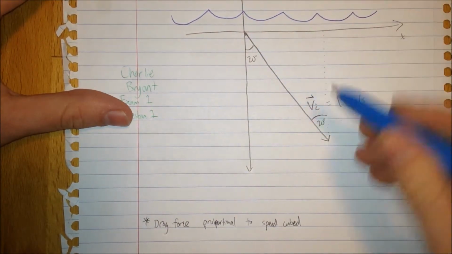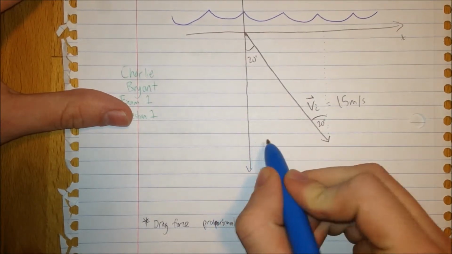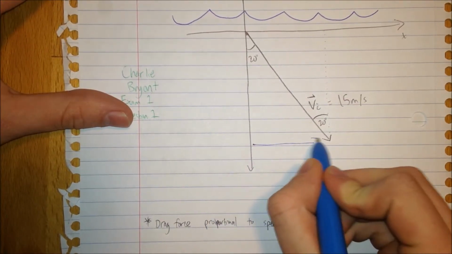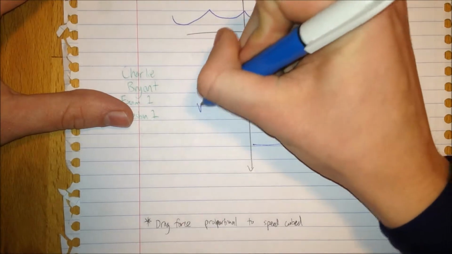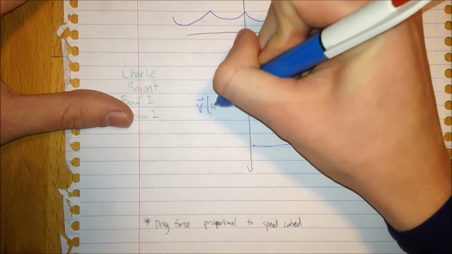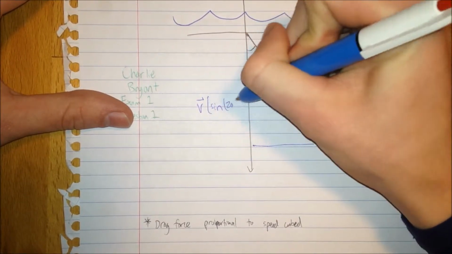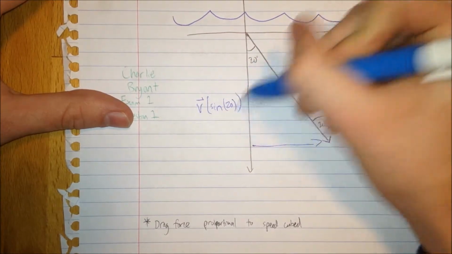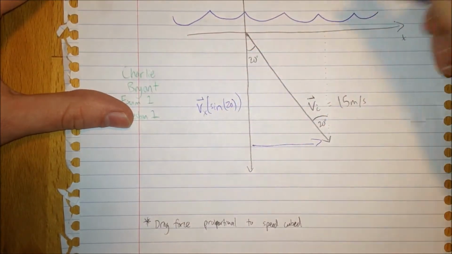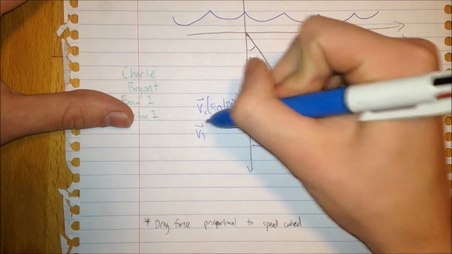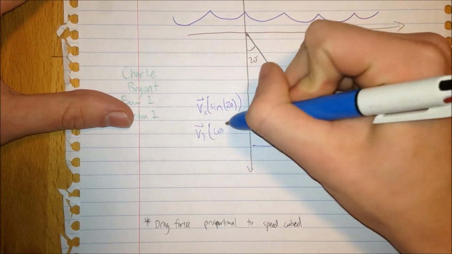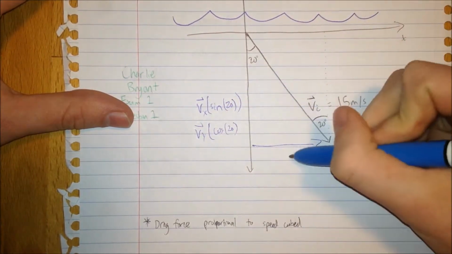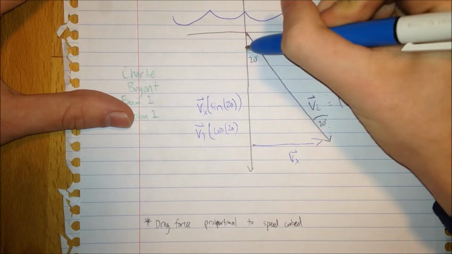Our angle is 20 degrees, so the horizontal component will be simply whatever the initial velocity was times the sine of 20 degrees. We call that Vx. Then Vy, the vertical component, will be the cosine of 20 degrees. So here's Vx, and Vy will come down here.